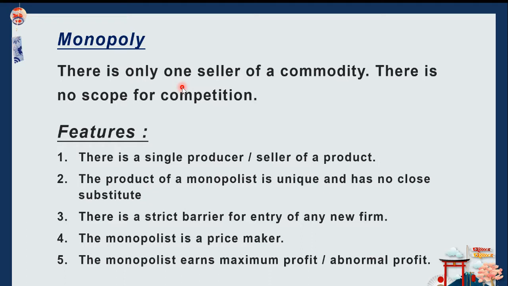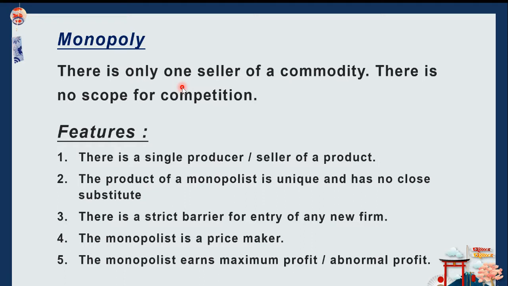So monopoly is a market structure. It is characterized by a single seller. First one, single seller. And what type of product is he selling? He is selling unique product, and there is restriction for new firm to enter the market. I repeat, I gave three important points here. Monopoly is a market structure characterized by one, single seller, two, selling unique product, three, with a restriction for new firms to enter the market.